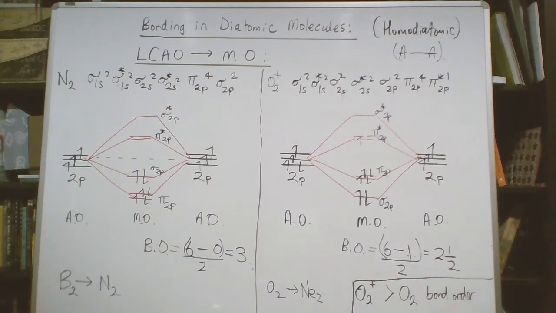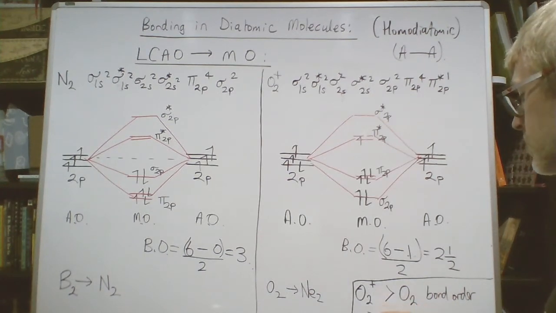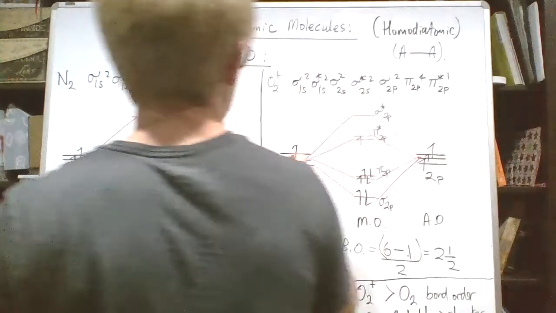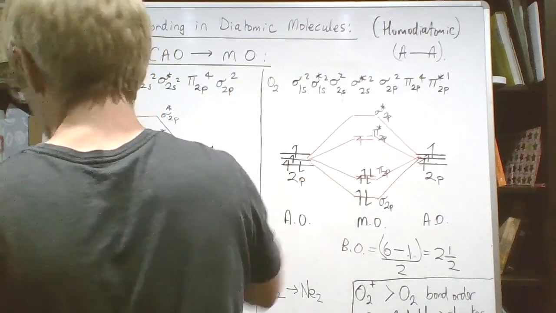So I know that O2 positive has a greater bond order than O2, which means it's more stable, which means it has a shorter bond. Okay, so that's something that you can often be asked. Now let's contrast that with O2 minus.